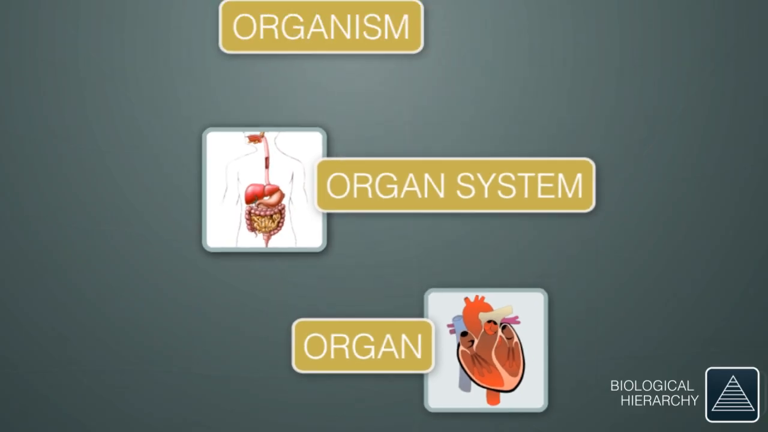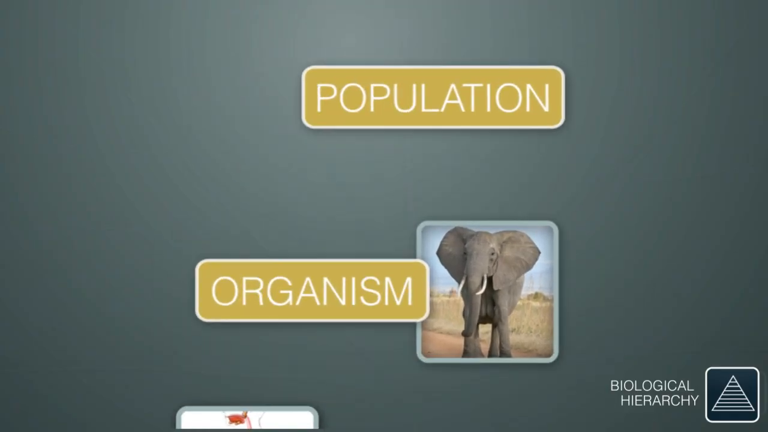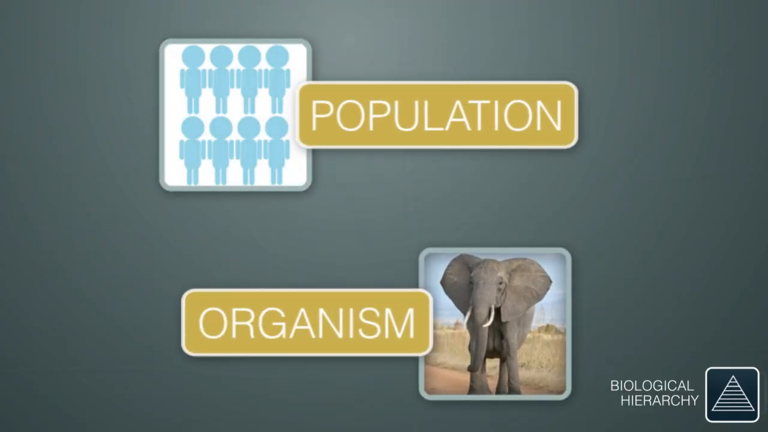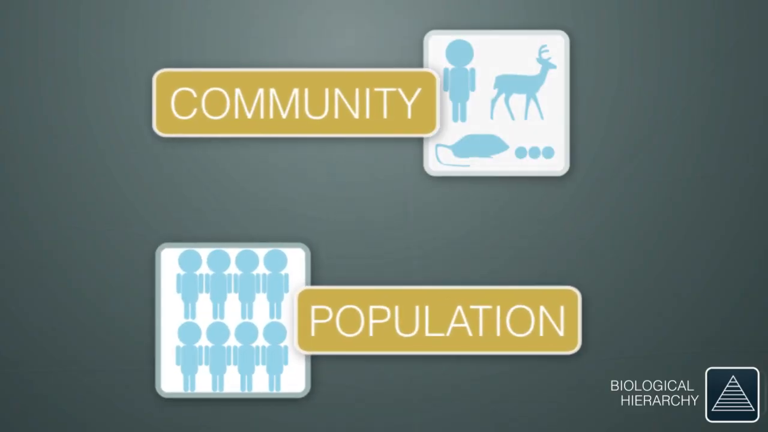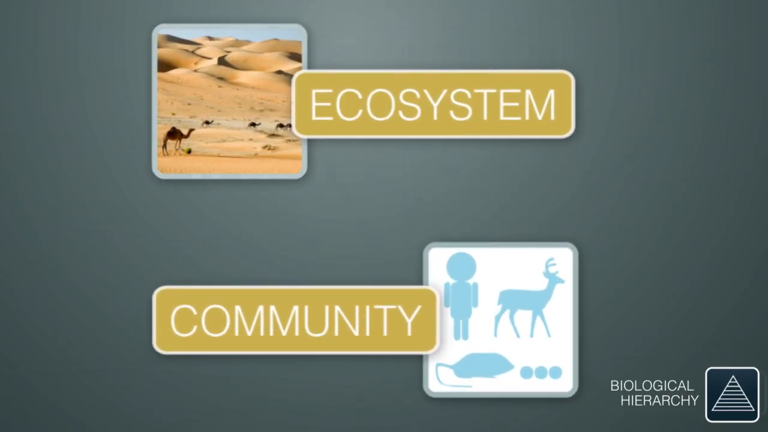Such organ systems combine together to make an organism. That's a multicellular organism, such as an elephant or a whale. And such organisms combine together to make a population, like the population of humans in Austin or New York. And such populations of humans and deer or mice and so on combine together to make a community. And such communities combine to make an ecosystem, and that ecosystem can be like a desert ecosystem, or it can be like a tropical ecosystem and so on.